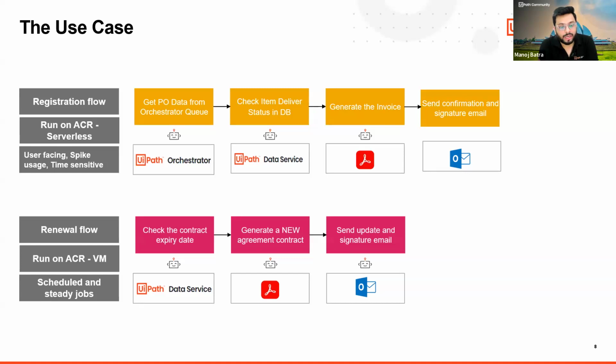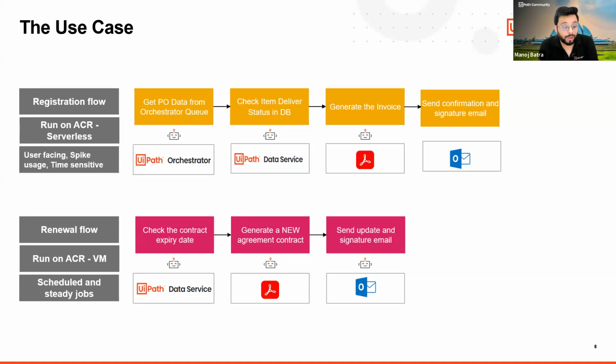Then it will talk to the data services to see whether the PO has already been created for that ID or not. If the PO ID hasn't been created yet, it will generate the invoice using the Adobe Reader integration services, and then we'll use another integration service provided by Microsoft to send the email to the individual.